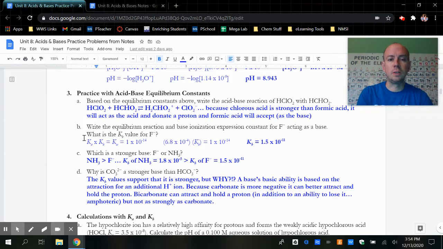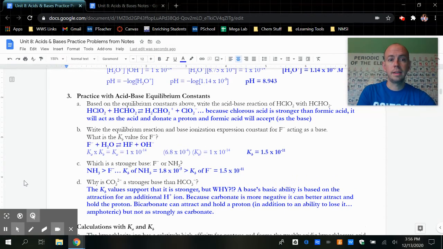Down here, it asks the equilibrium reaction and the base ionization expression for fluoride acting as a base. What is the Kb? I did not do that. And now, magically like that, I did. Fluoride acting like a base would be fluoride ion reacting with water to turn back into HF, producing the OH minus ion. If the HF is a weak acid, that means F minus is a weak conjugate base. So there's the reaction. The Kb tells us how strong is that as a base.